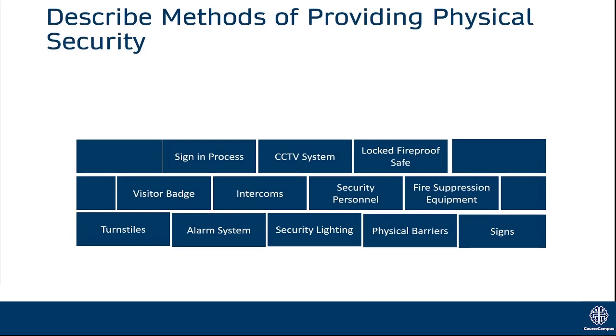So, describe methods for providing physical security. These are methods to provide physical security to your systems, your computers, your servers, your phones, your laptops. We've covered a bit of this already, but we'll go through it again. You've got sign-in processes, so sign-in books, CCTV systems, locked fireproof safes, and visitors badges, so you know who's a visitor and who's signed in. If they don't have a visitor's badge, you can challenge them, so you can say, hi, can I help you? What is it you're here for? And you could get that person to explain why they're there.